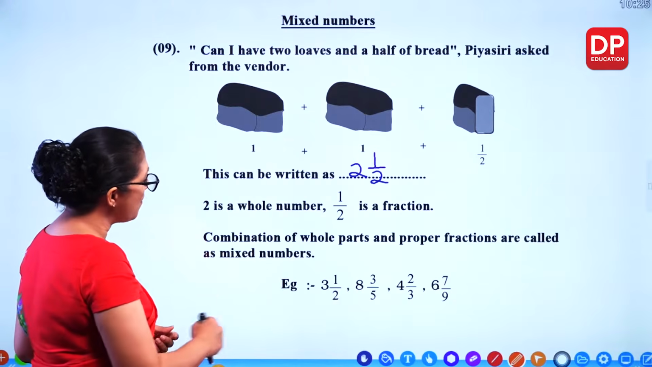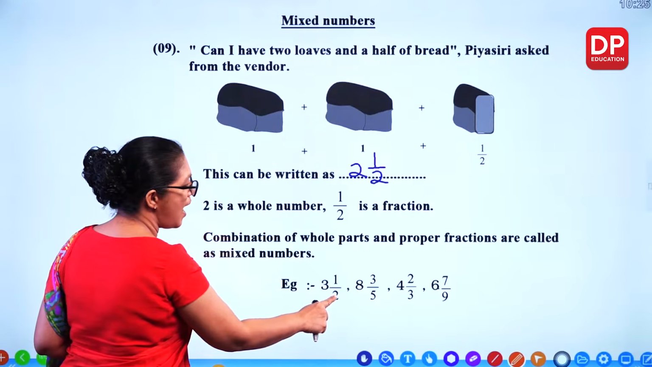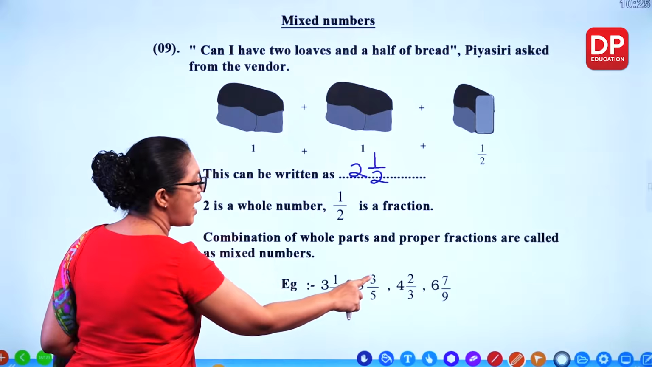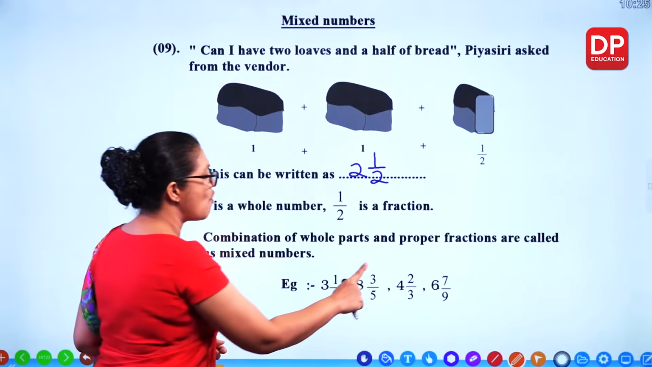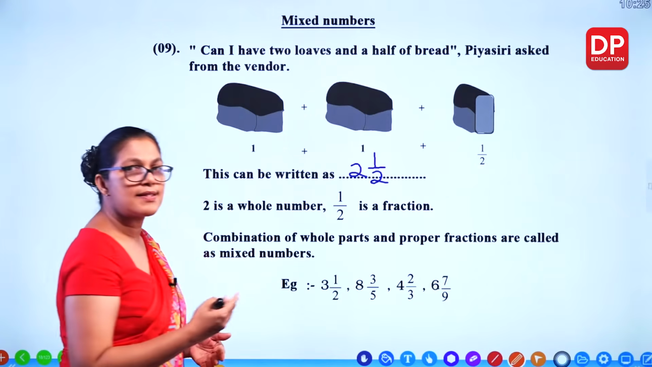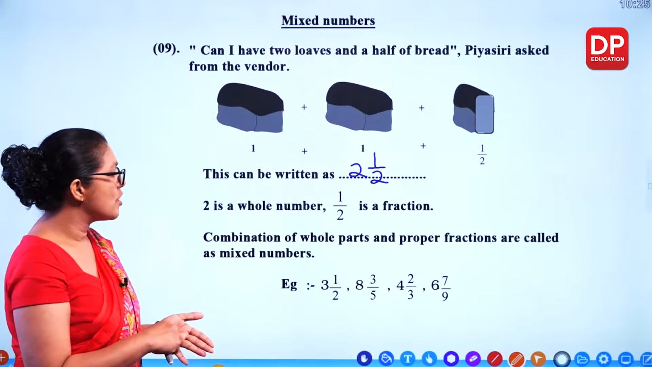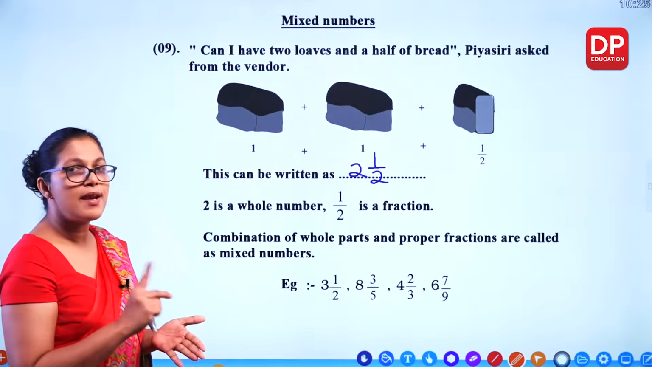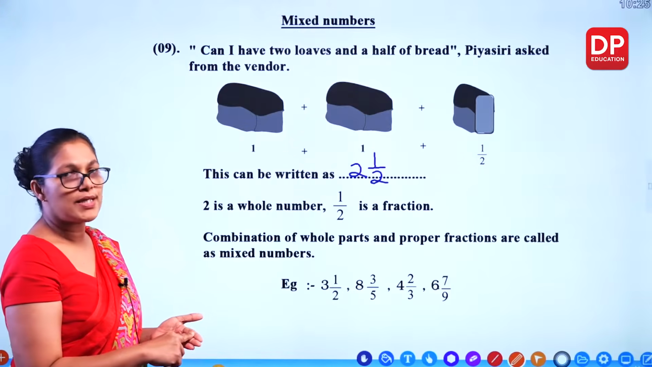So what are mixed numbers? For example, 3 and a half, whole number and a fraction. 8 and 3/5, a whole number and a fraction. 4 and 2/3, 6 and 7/9. So a mixture of a whole number and a fraction we call a mixed number. Not mixed fraction, mixed number.